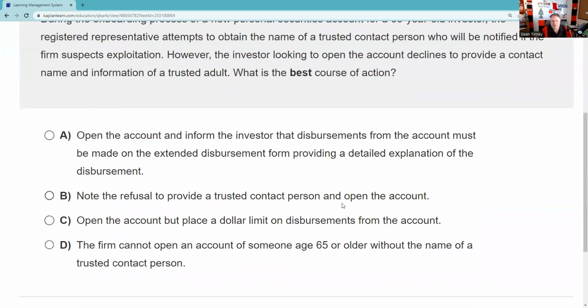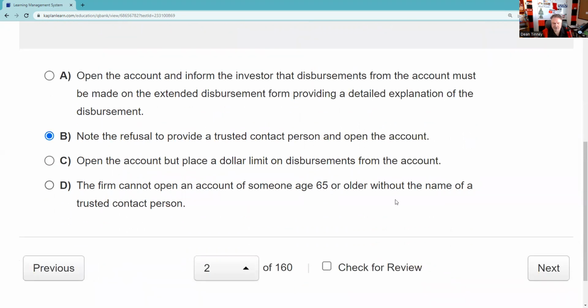A, open the account and inform the investor disbursements from the account must be made on the extended disbursement form. No. B, note the refusal to provide a trusted contact person and open the account. Yeah, it's not mandatory. We ask politely, and if the customer doesn't want to do it, then they don't have to do it.